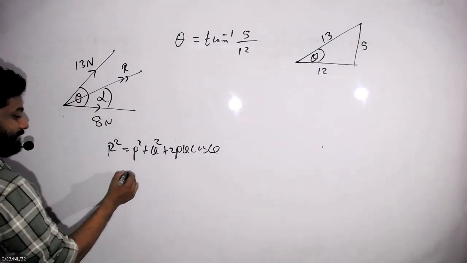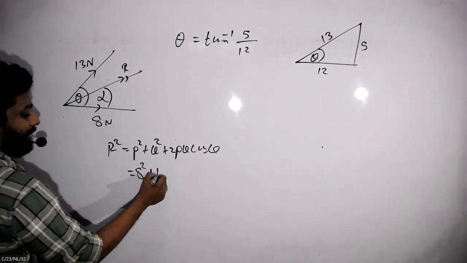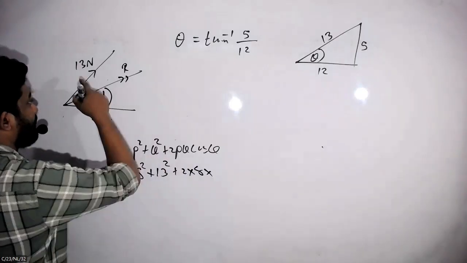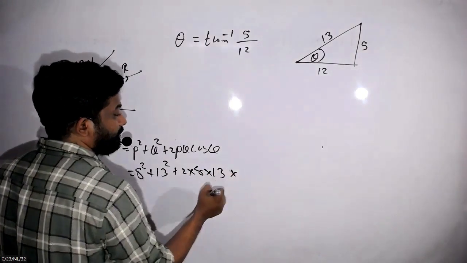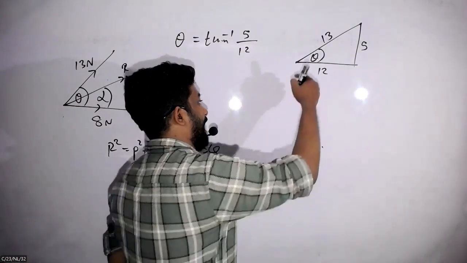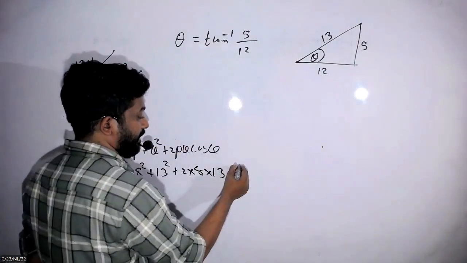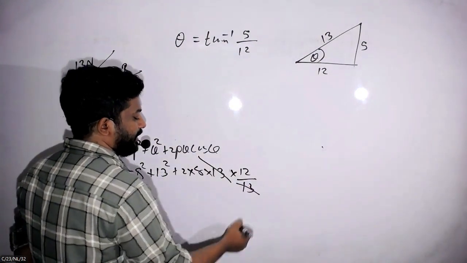Now you can find the answer. P is 8 squared. Q is 13 squared. Then 2 into P 8, Q 13, cos theta. What is the value of cos theta? Cos theta is the adjacent over hypotenuse. Adjacent is 12. Hypotenuse is 13. Then 13 and 13 cancel out.